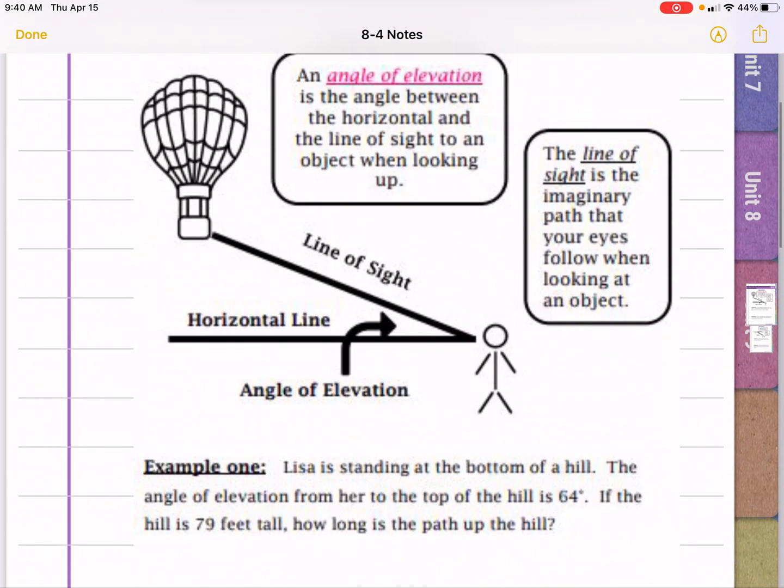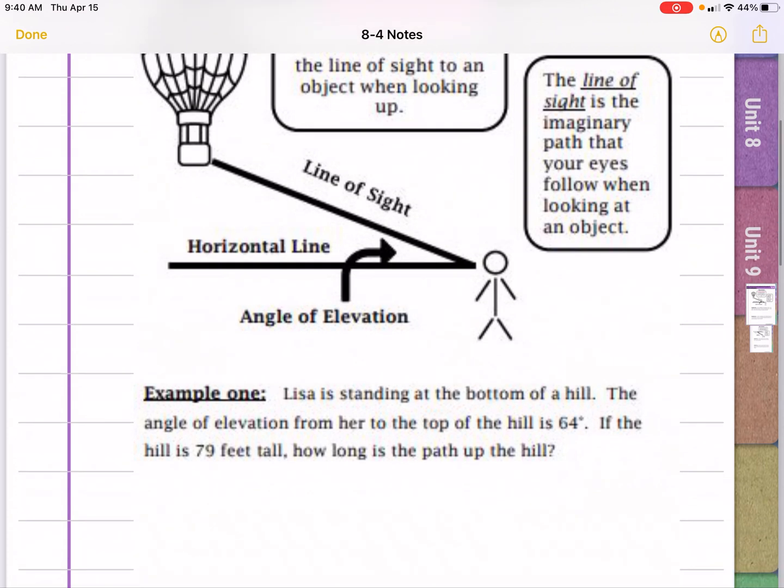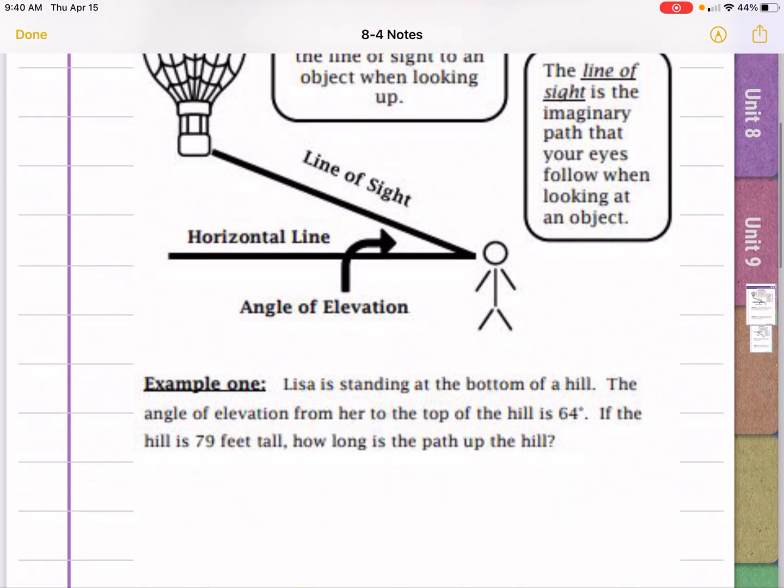So when you're doing angle of elevation problems, you're going to draw a right triangle. I draw it flat, like the one you see here in this picture, and then your angle will be there on the right.